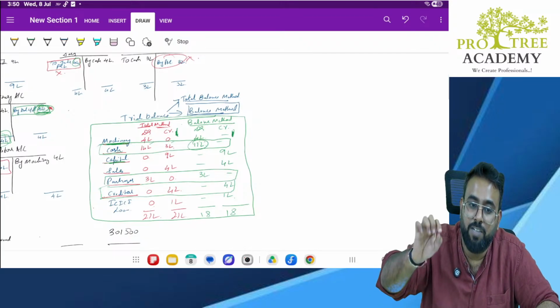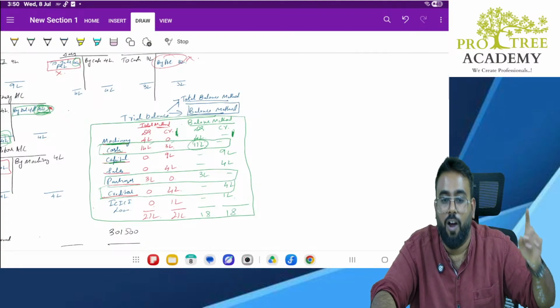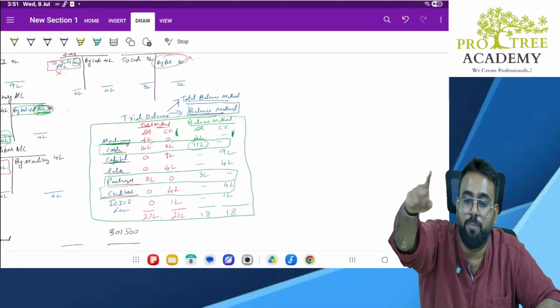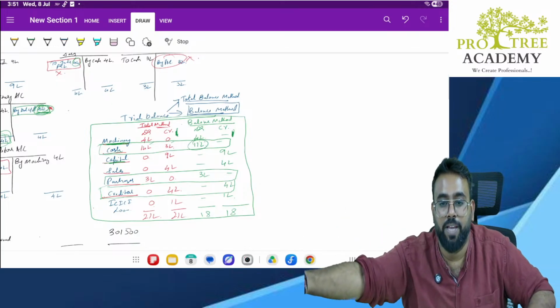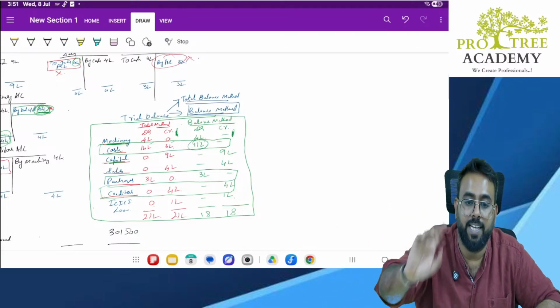Prepaid expense is something which we have paid in advance. Deferred revenue is where we have already paid and the service has been taken, but the benefit of that expenditure will be received in an upcoming period or upcoming years. That is why we will defer that expenditure.